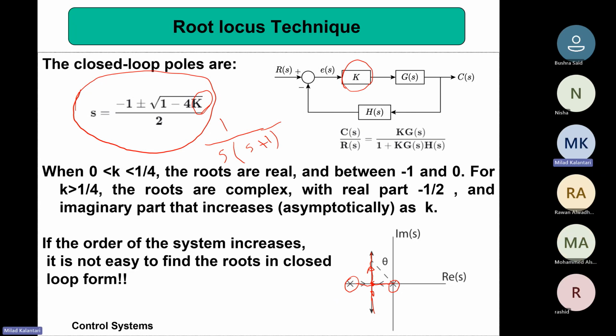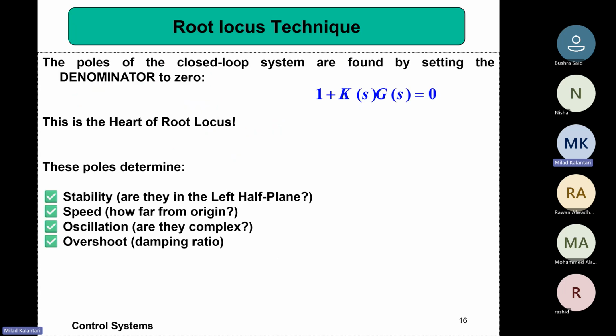So for small systems, it is possible to derive this by fully calculating, putting it inside the closed loop and fully calculating the roots. But for a more complex system, it's difficult to really understand how this equation is going to work. And then we are giving some techniques to solve this for more complex systems.